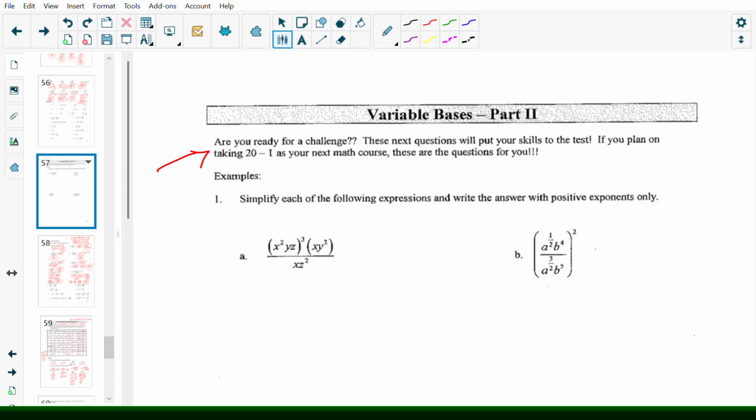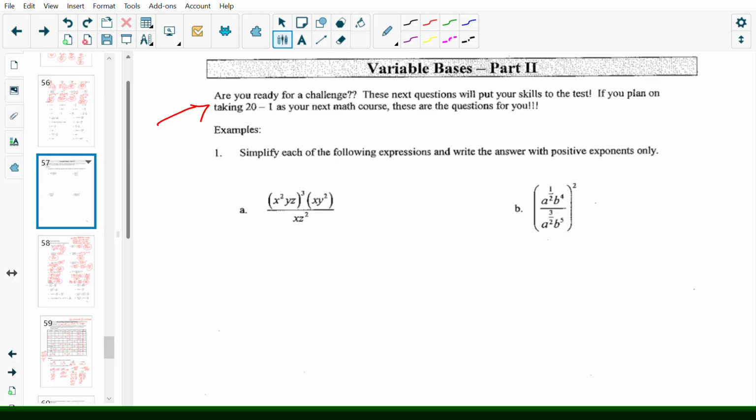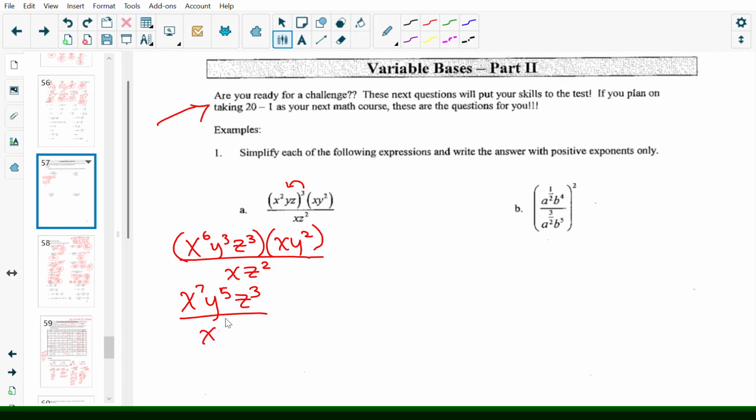Okay, first one. Can't simplify inside the brackets anymore, so I'm going to take this exponent 3 and apply it to everything. So that's x squared to the third is x to the sixth, y to the third, z to the third, times x y squared over x z squared. The numerator, let's combine that using product law. That's x to the 6 plus 1, that's x to the 7th. Y to the 3 plus 2, that's y to the 5th. And z to the 3rd, all divided by x z squared.